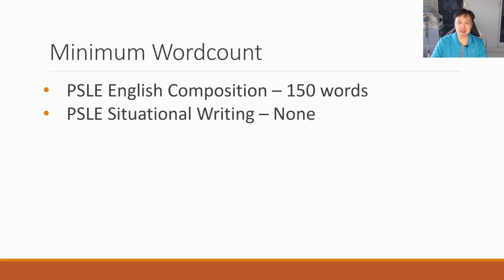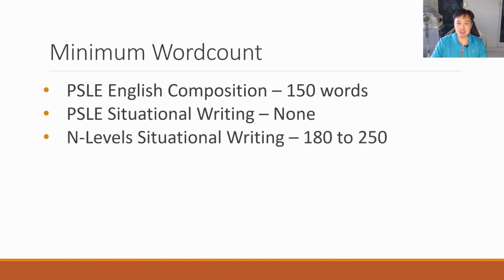All right. PSI situation writing, okay. There is no recommended word count at all. There are no requirements, so as long as the points are there, students will get their score. For N-level students, situation writing recommended word count is between 180 to 250 words. Again, for N-levels, the difficulty level is slightly lower, so expectations are lower as well. So therefore, minimum word count is only 180 to 250, and 250 is the upper limit. And again, 250 is not that many words, right?